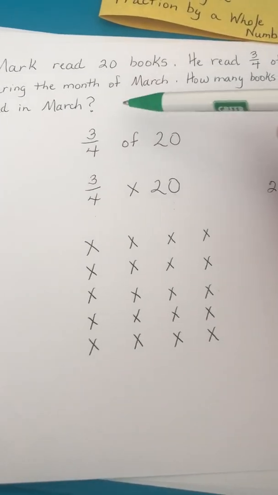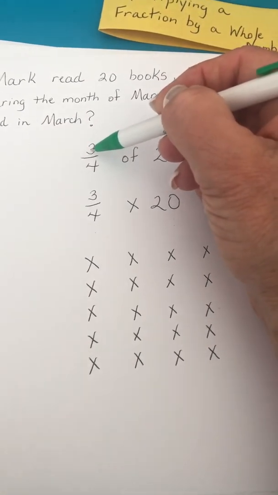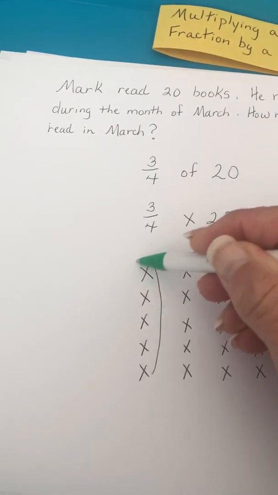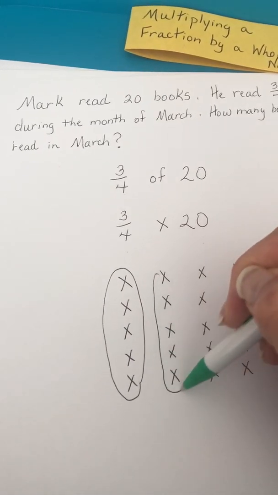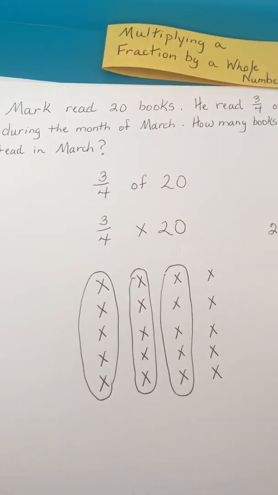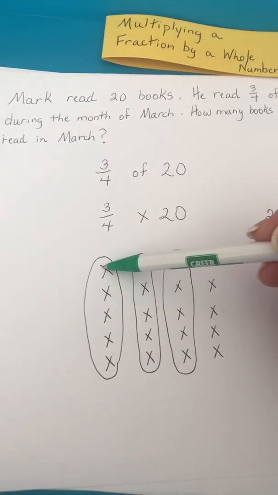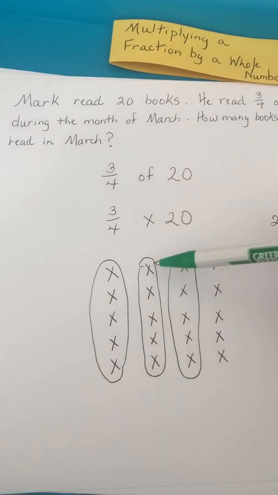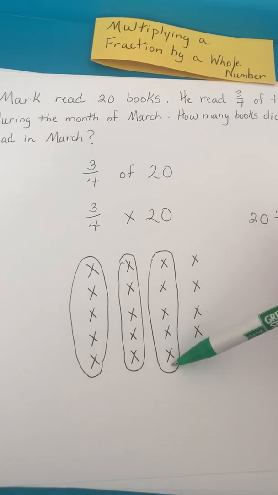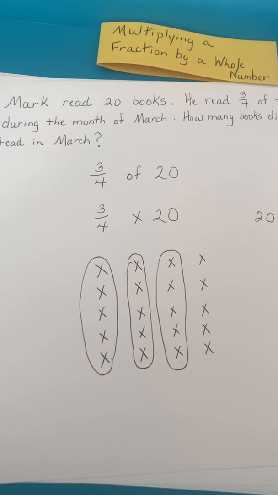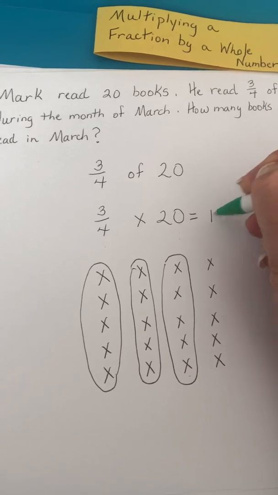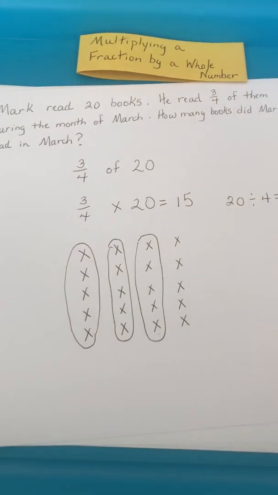Now it tells us that he read, looking at our numerator, he read 3 out of the 4 groups. So we need to circle 3 groups. 1, 2, 3. So let's count the number of books that Mark read. 1, 2, 3, 4, 5, 6, 7, 8, 9, 10, 11, 12, 13, 14, 15. So if Mark read 3/4 of the books in March, then Mark read 15 books during the month of March.